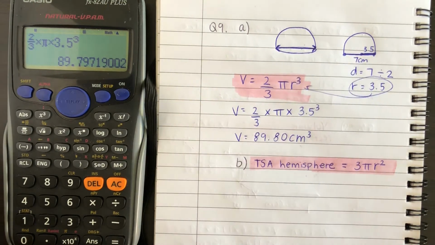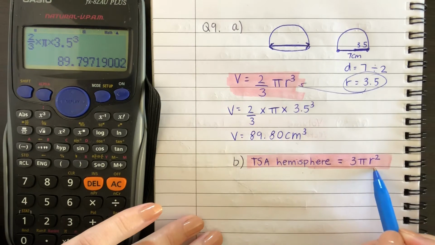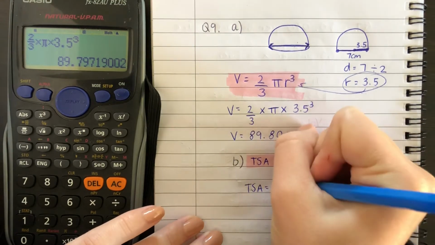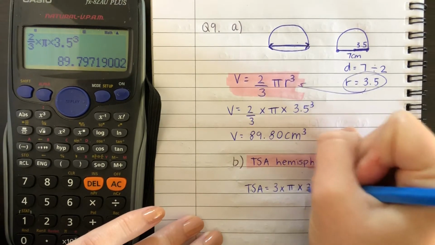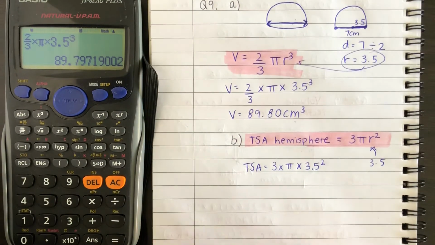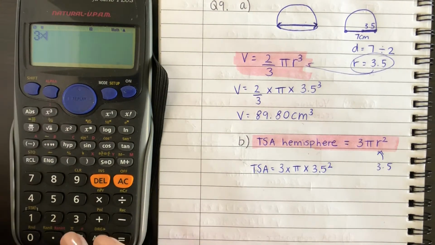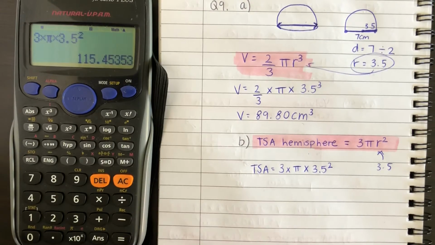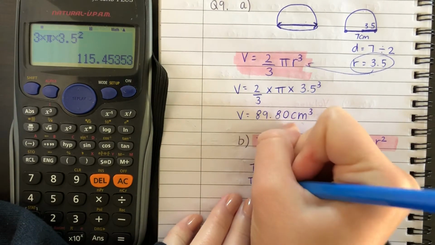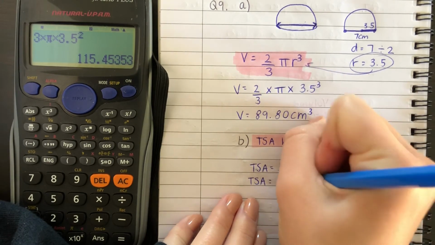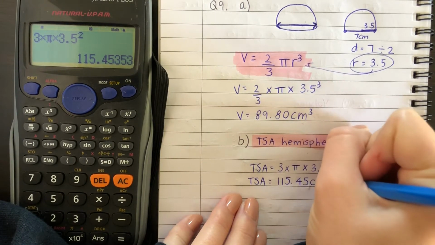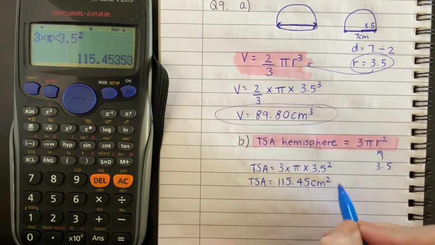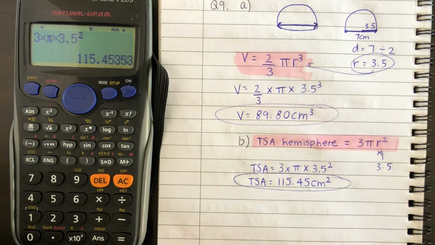So a half. Radius is still the same, so I'm just putting 3.5 in here instead now, and I get squared because we're dealing with total surface area. Okay.